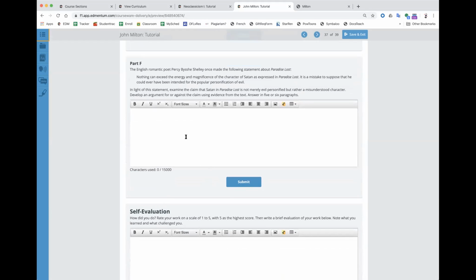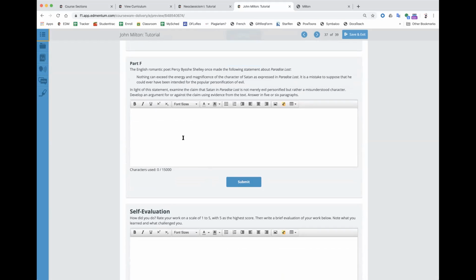And then finally in part F, and again, this is something that you need to do on your own. You need to form your own opinion. But the English romantic poet Percy Bysshe Shelley once made the following statement about Paradise Lost. Nothing can exceed the energy and magnificence of the character of Satan as expressed in Paradise Lost. It is a mistake to suppose that he could ever have been intended for the popular personification of evil.